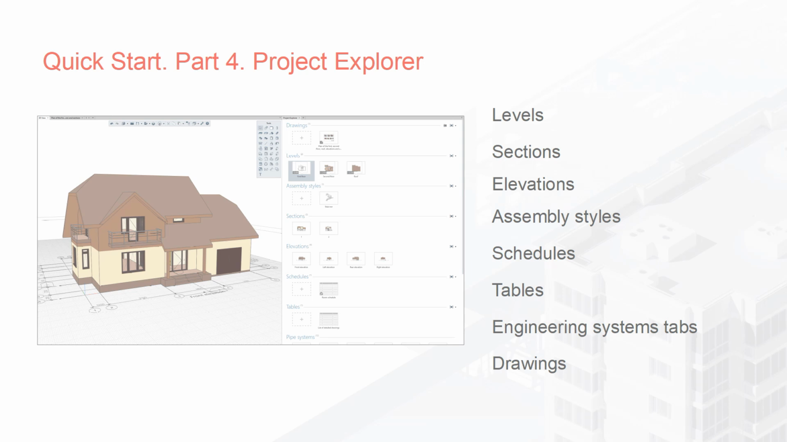For convenience, this fourth part is divided into two subparts. Subpart 1, Project Explorer, Levels, Sections, Elevations. And Subpart 2, Project Explorer, Assembly Styles, Schedules, Tables, Engineering Systems tabs, Drawings.